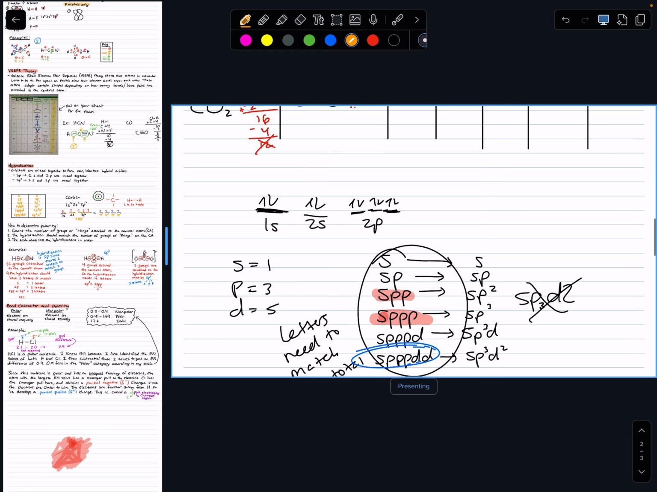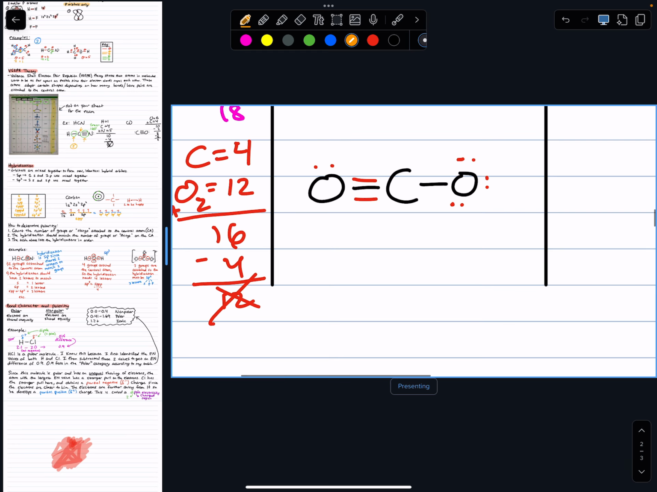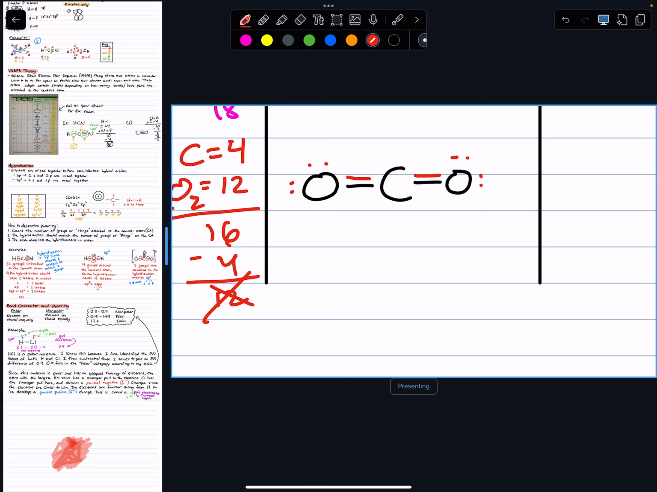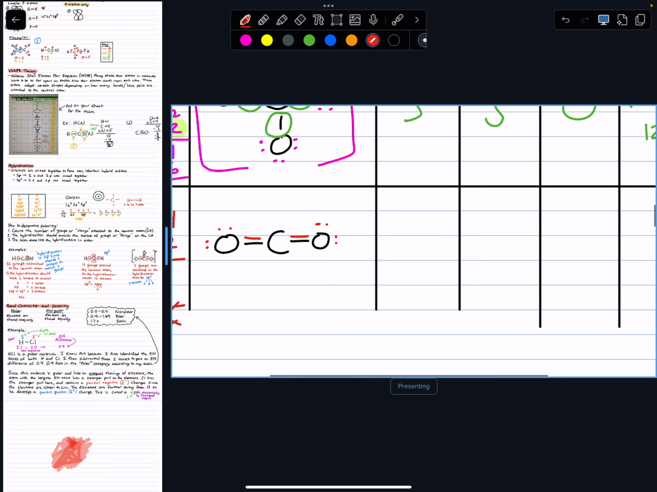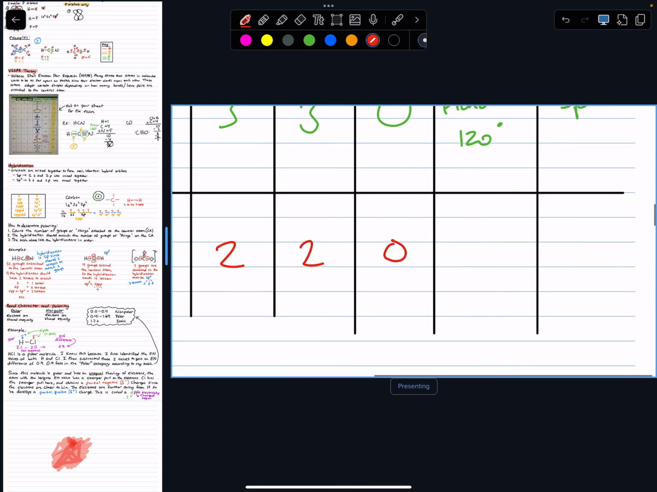Okay, so how many bonds can oxygen form? 2. Remember, I had to erase the lone pair in order to form that bond. Does that make sense? And we do it on both sides. How many groups does this have? 2. How many of them are bonds? How many of them are lone pairs? 0. What's the shape, the angle, and the hybridization? This is an easy A, no?